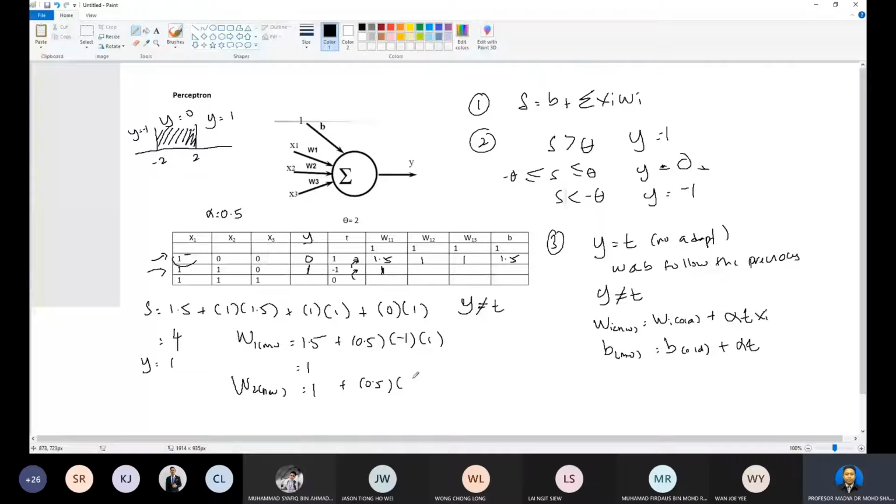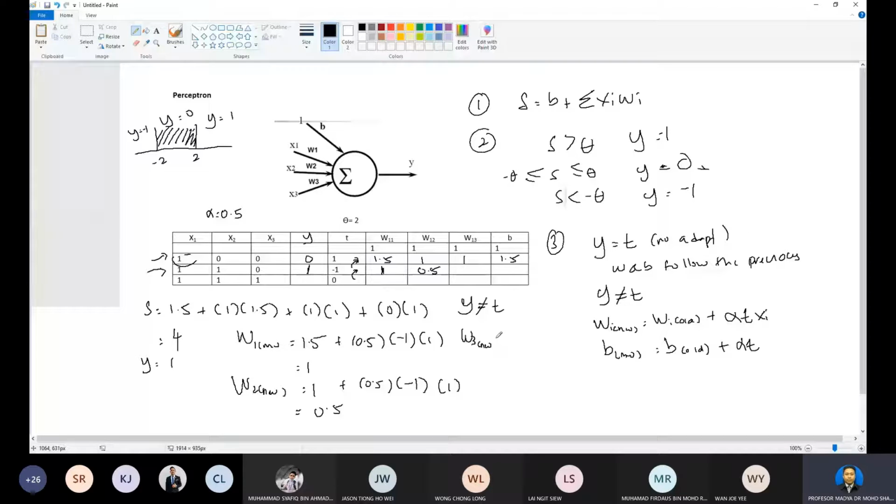Target is negative 1 and x2 is 1. So this one will be right, so it will be 0.5. Okay, so this one we change to 0.5. Okay, 0.5. So with the new weight.